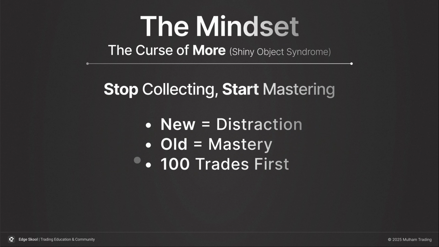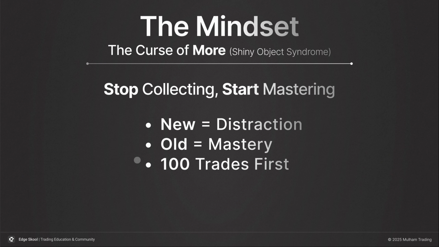Now, another thing I want to mention here is the curse of more, shiny object syndrome. The problem is that a lot of people, when they learn 3 concepts, instead of mastering these concepts, go and learn more concepts. And that is a big issue. They think that it's all about the quantity. In reality, it's about mastering and taking advantage of these concepts instead of learning more and then just having noise.